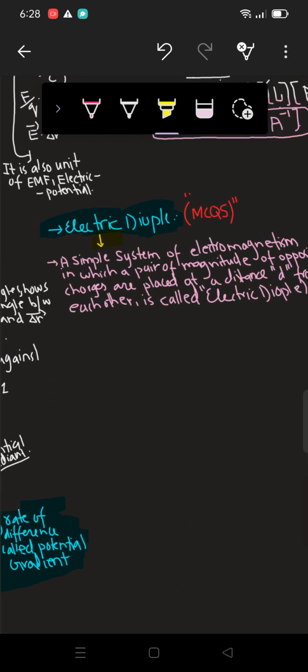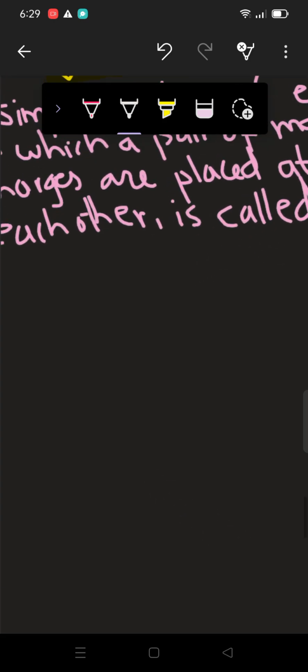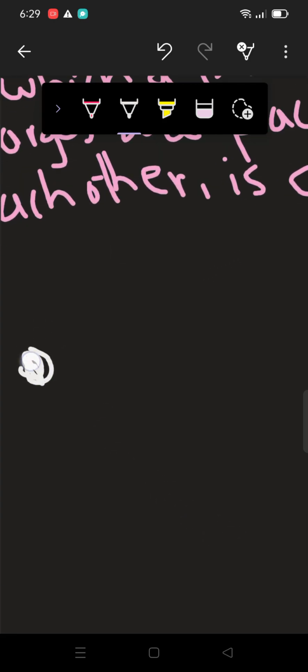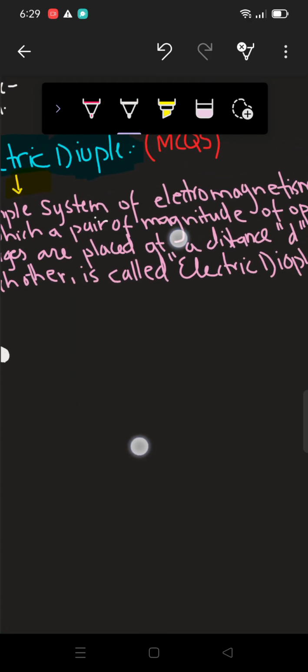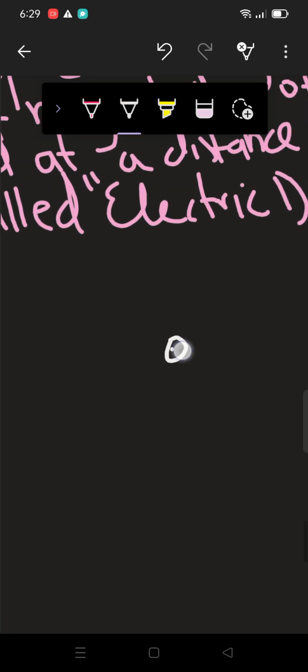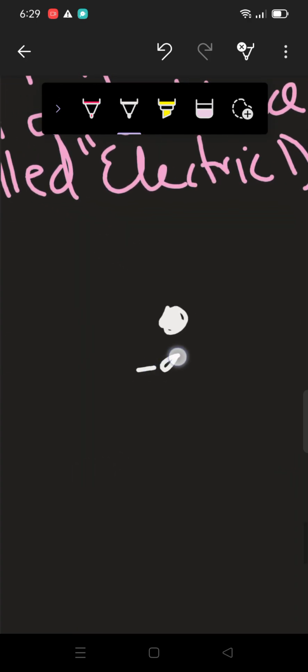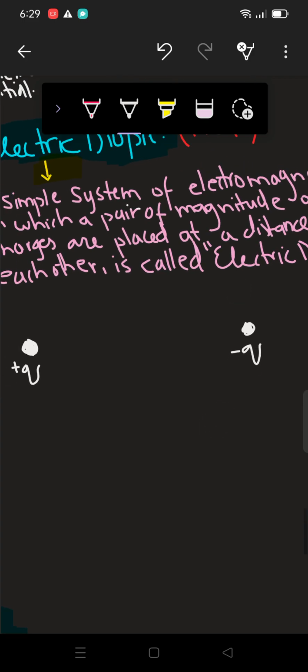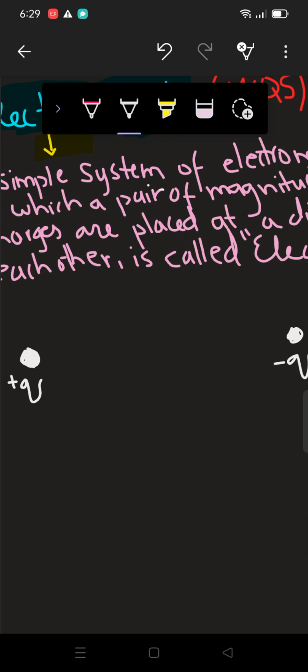So now I am just going to tell you this with the help of a diagram, right? What I have told you, it is a simple system of electromagnetism in which two charges are used, which means one charge I have here and the second charge is here. These two are opposite, which means this must be a positive charge and this must be a negative charge, because they are two opposite charges, and they are placed at a distance d. All right, so this is the distance, right?